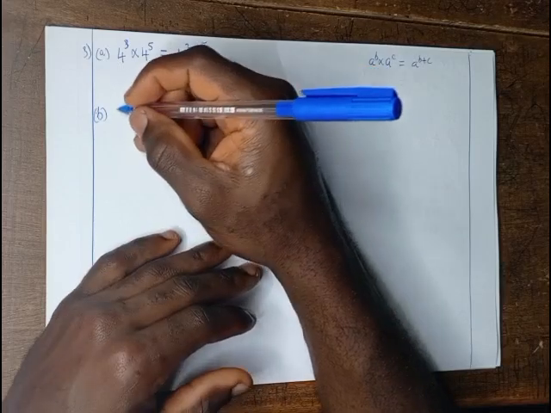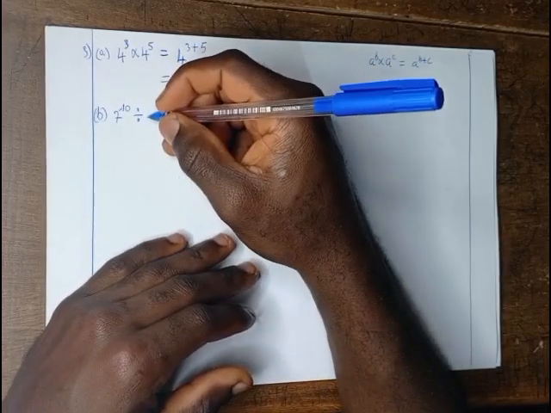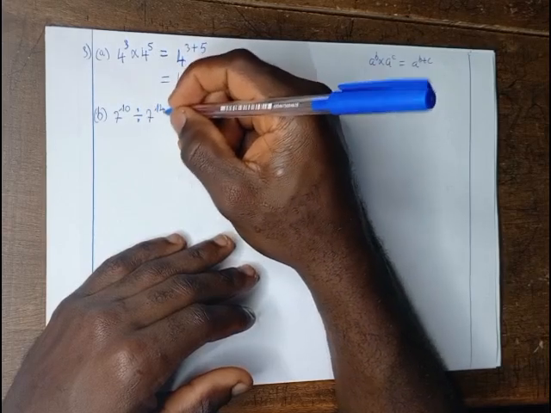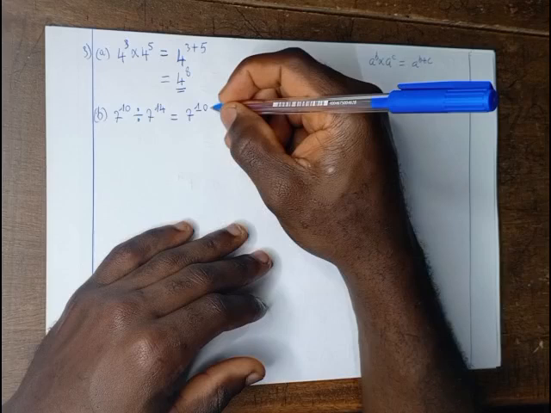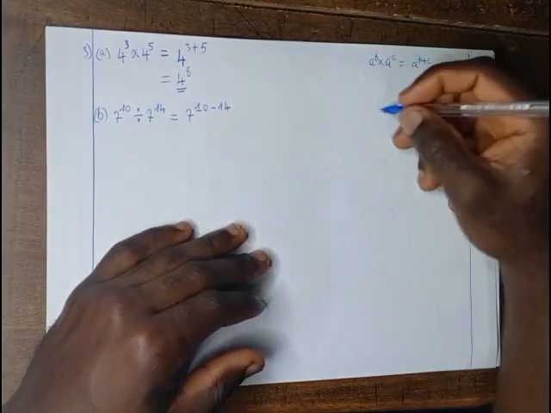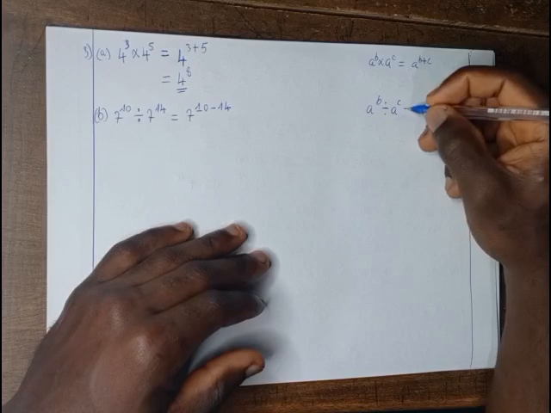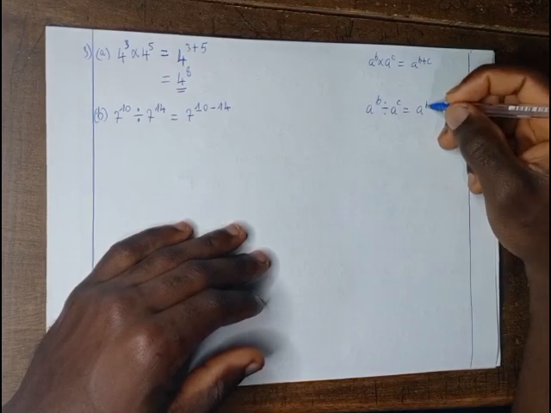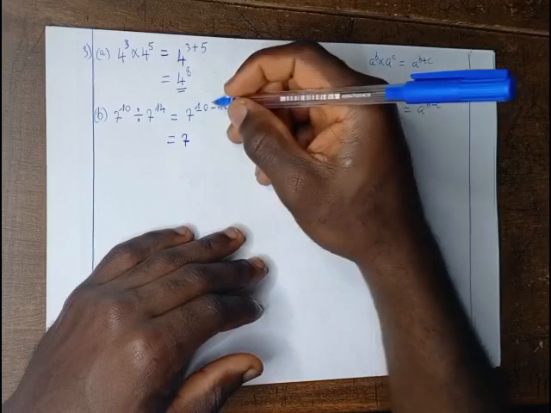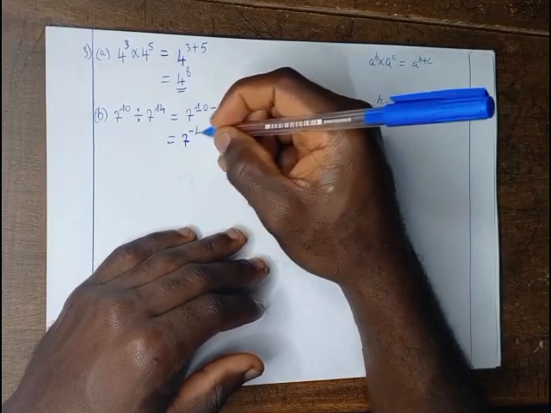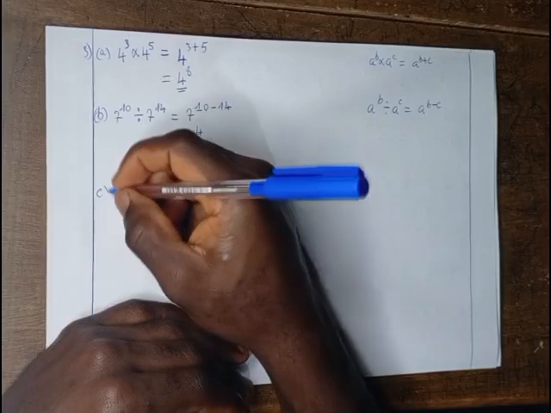We go to question B. We have 7 raised to the power 10 divided by 7 raised to the power 14. This will simply be equal to 7 raised to the power 10 minus 14. In this case, we are going to apply the second law, which is a raised to the power b minus c. We know 10 minus 14 gives us negative 4. So we have 7 raised to the power negative 4. We go now to C.